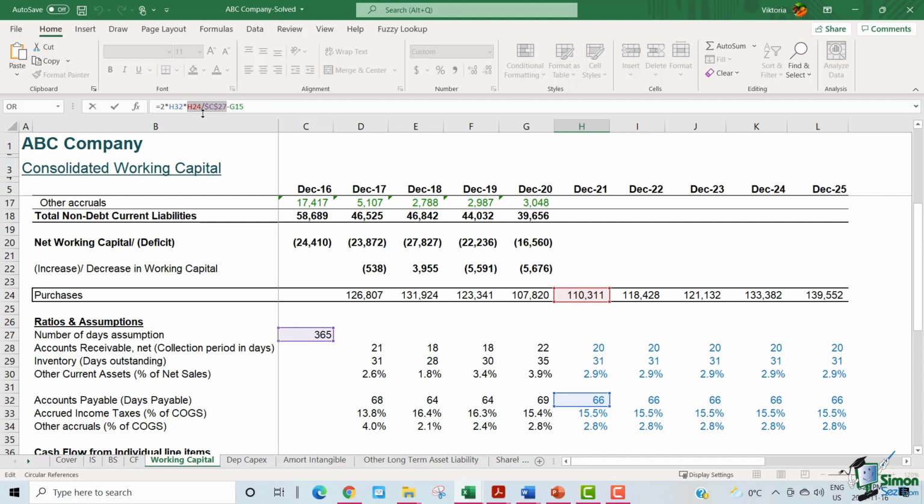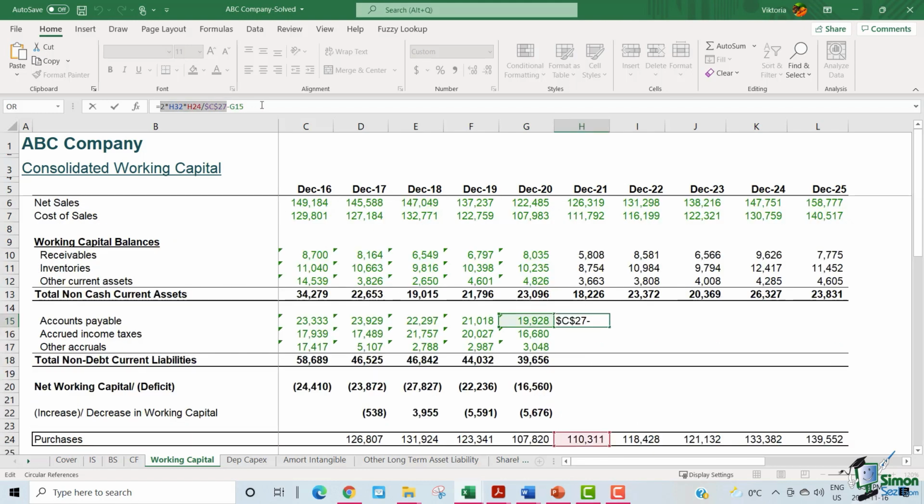Firstly, we are trying to determine the number of years it takes for these purchases in 2021. So we are dividing the $110,311 of purchases in 21 by 365. And then in this segment of the formula, we are using the days payable average and multiplying it by 2. So this part of the formula helps us in calculating the total accounts payable, and we then subtract the accounts payable in 2020 to arrive at the accounts payable in 2021.